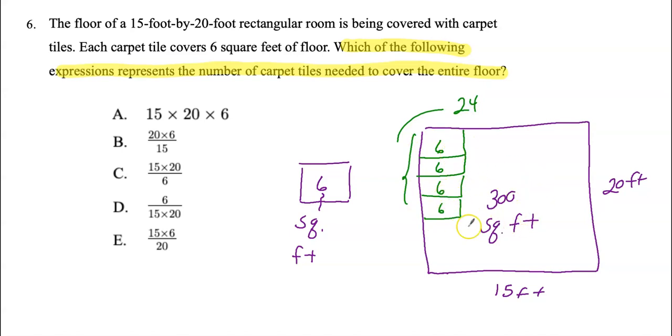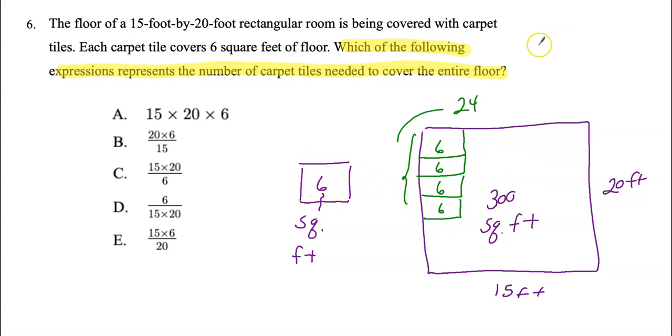But I can fill up 300 square feet. So I could just keep counting 6s to see how many 6s fit inside this 300. There's nothing wrong with doing it that way, except it's going to take some time. When you're dealing with problems like this, you can use division. You can just figure out how many 6s can I pull out of 300.